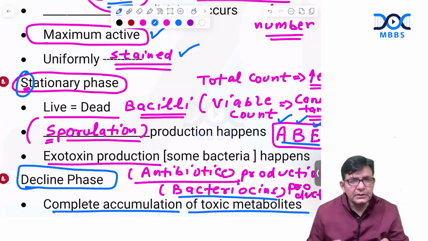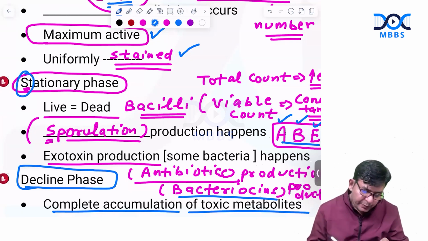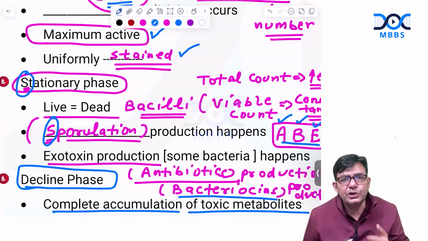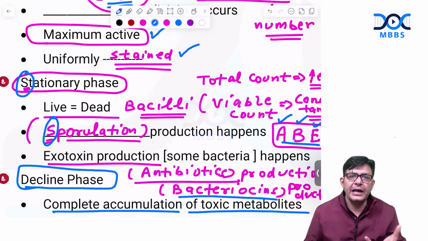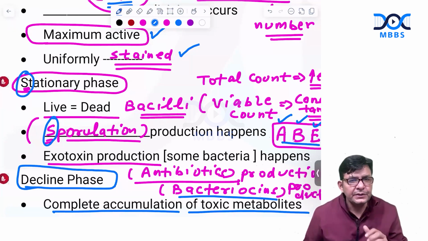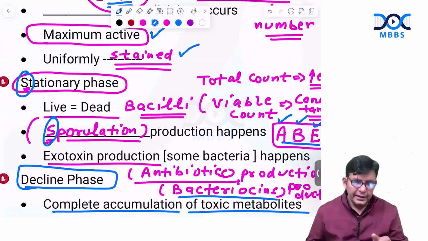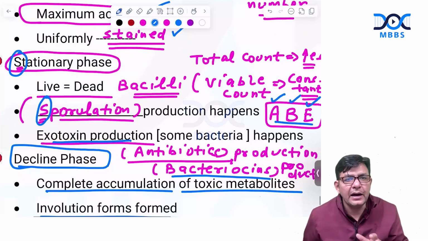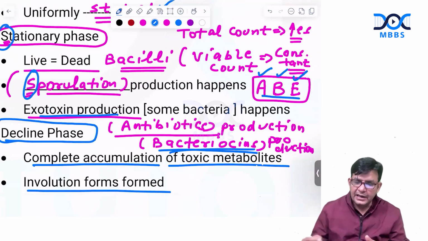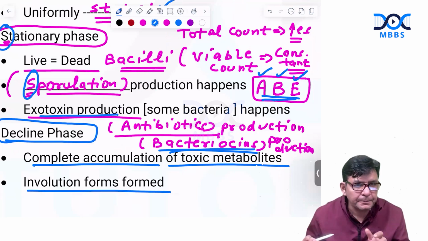And in the stationary phase, sporulation happens. A frequently asked question of the viva also and in NEET PG also. And it is logical why sporulation happens here. Sporulation happens because the next phase is the decline phase, the death phase. So that's why they start producing these spores. Exotoxin production, antibiotic production, and bacteriocin production are all there in the stationary phase. And I told you, remember them by ABE.